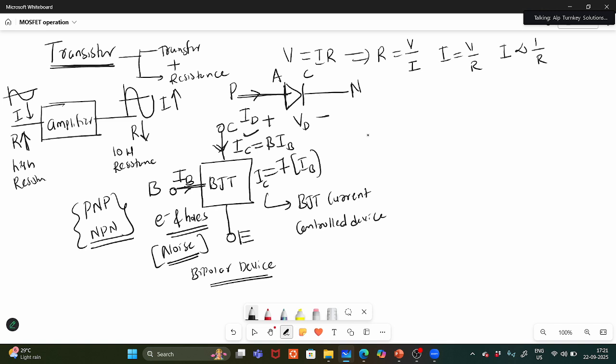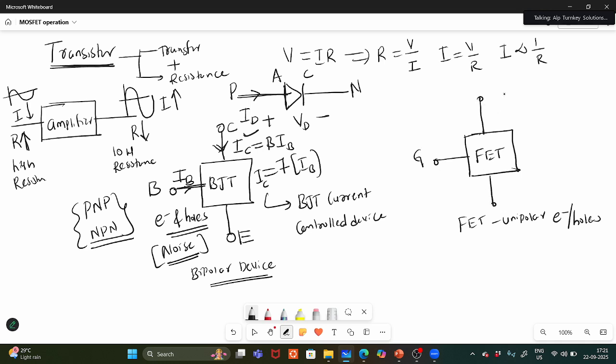Next you have the FET. FET is a unipolar device. Unipolar means the current is due to only one type of carrier, either electrons or holes. Here there are three terminals: this is the gate, this is the drain, and this is the source.